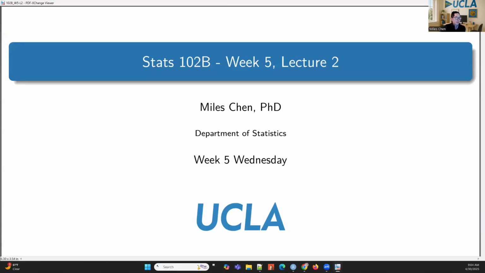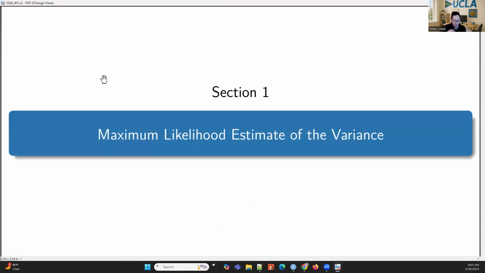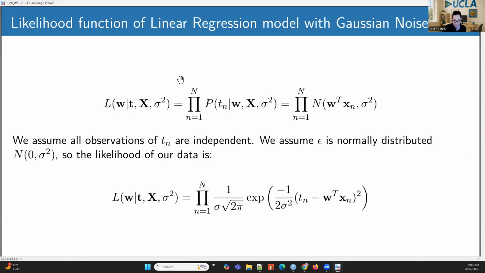All right, let's take a look. On Monday, we talked about maximum likelihood estimation, and we estimated the W vector, which contains our slope and intercept, or whatever coefficients we're looking for. And this time, I wanted to do maximum likelihood estimation of the variance term.